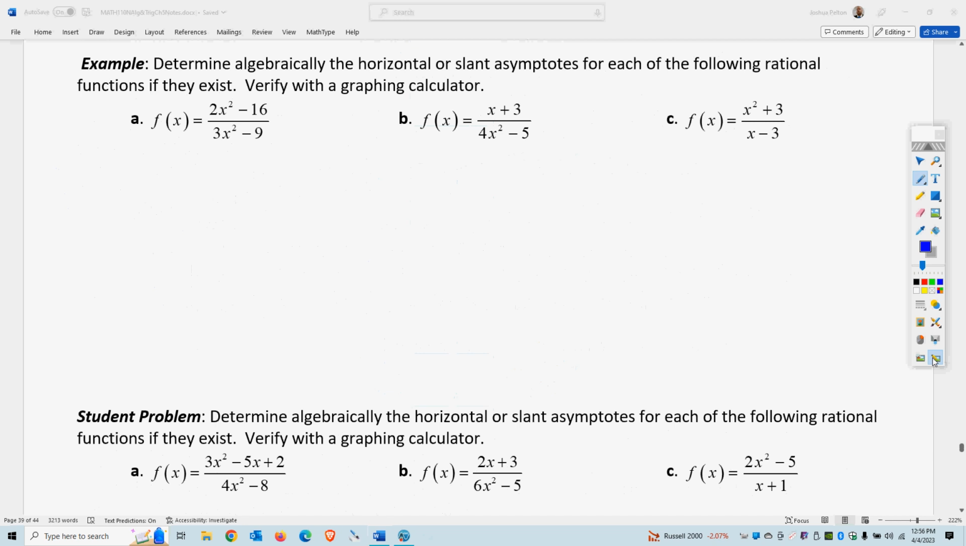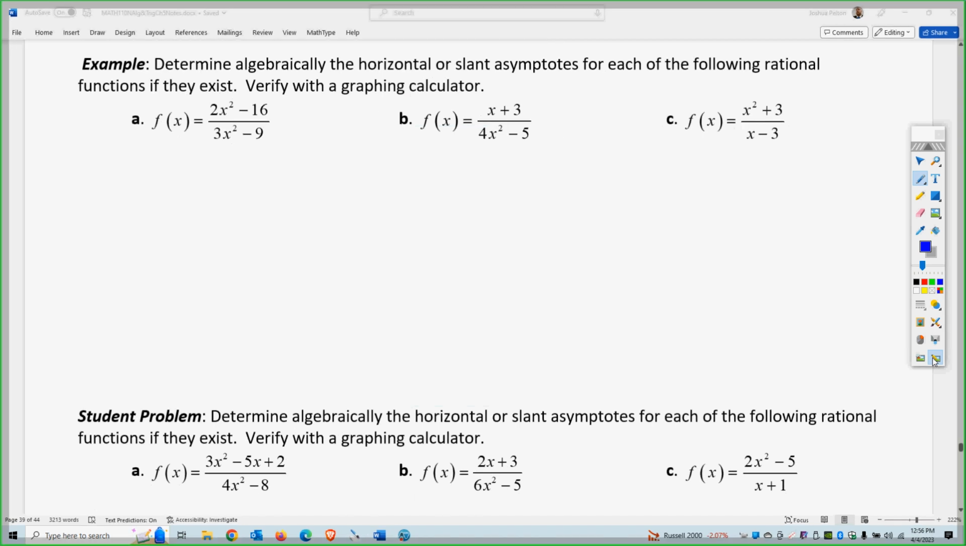Okay, so the following problem, the powers are equal. It's 2x to the second power and 3x to the second power. So that means I have a horizontal asymptote. So I'm going to do y equals 2 times infinity squared over 3 times infinity squared. Okay, so this is conceptual.